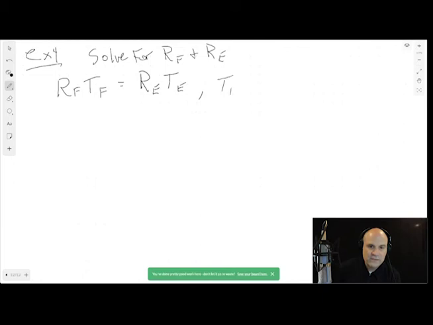T of F equals 16. T of E equals 12. And R of E equals R of F plus 15. All right. So press pause and try this example.